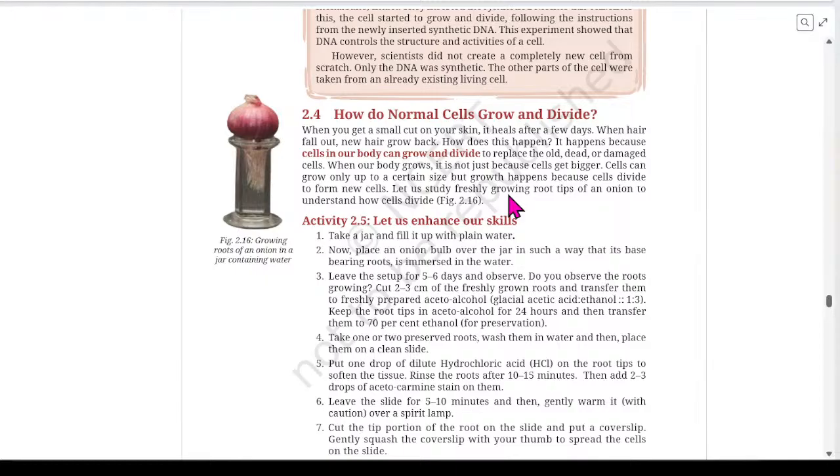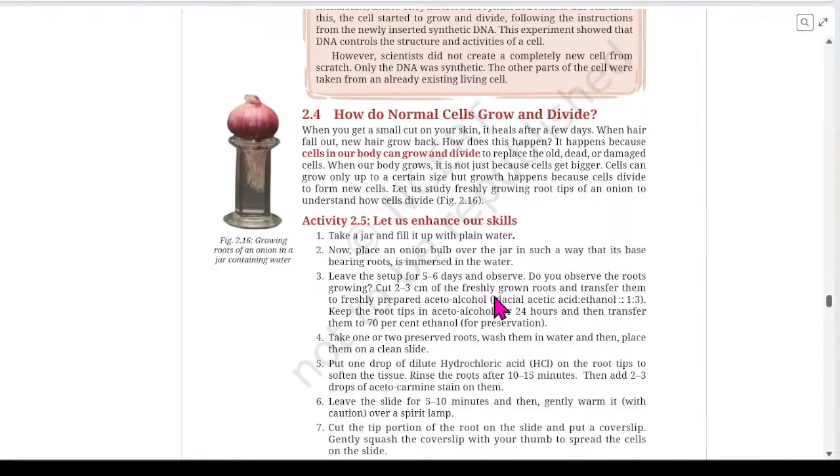Let us study freshly growing root tips of an onion to understand how cells divide. Let us enhance our skills. Take a jar and fill up with plain water. Now place onion bulb over the jar in such a way that its base bearing roots is immersed in the water. Leave the setup for about 5-6 days and observe. Do you observe the roots growing?